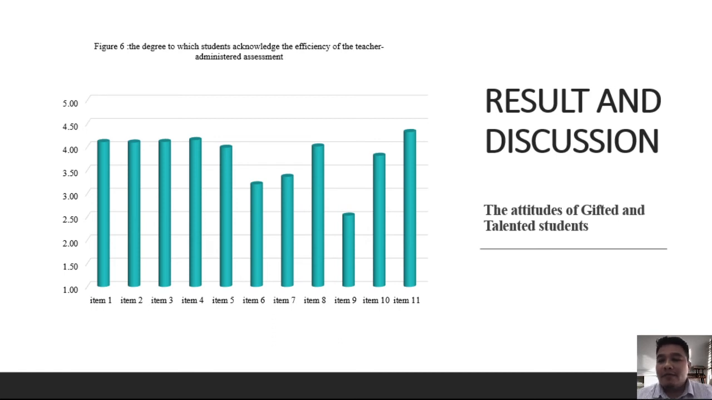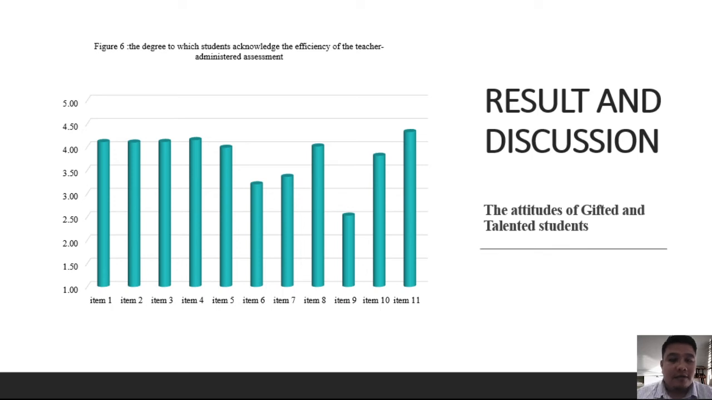So you can see here, even though there are 1 or 2 items that did not achieve more than 3, it's still good to say that they are still positive about what the teacher is doing by giving them the assignments, tests, quizzes, and ongoing assessment. All right, so all of this is about the attitude of gifted and talented students in response to what the teacher is doing in the class using differentiated instruction. That is the result from the analysis I have done with SPSS.